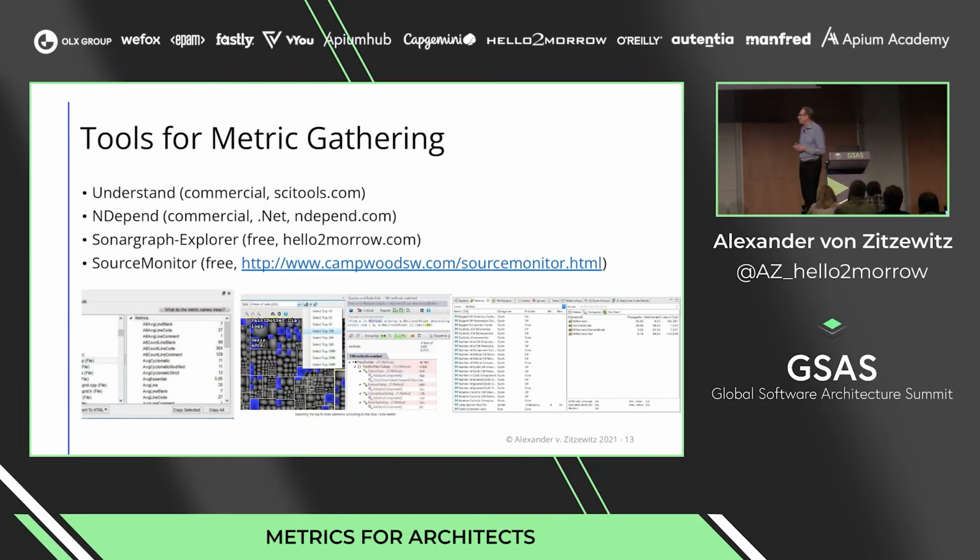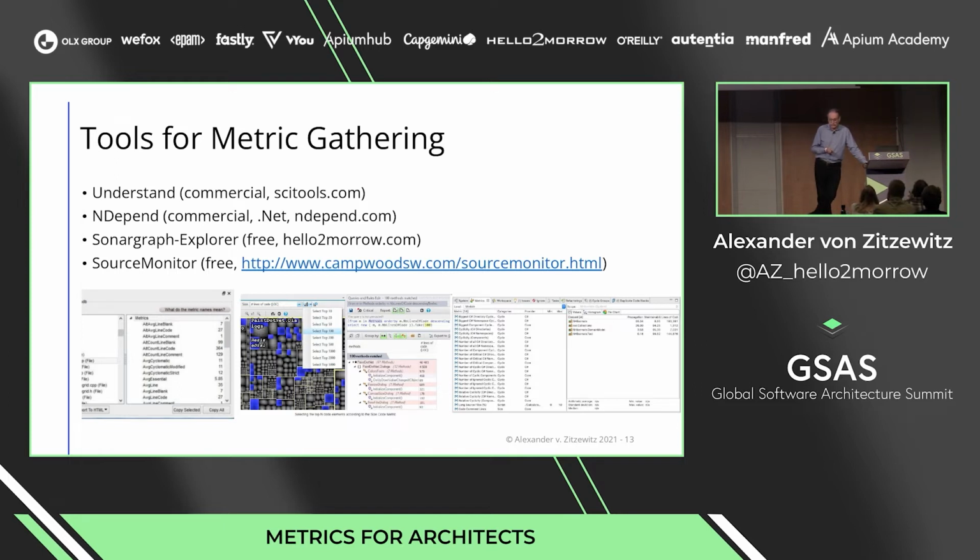So what tools can you use for metric gathering? That's a completely incomplete list, but there are commercial and non-commercial versions out there. Understand is a nice tool because it supports a lot of different languages. It's about $1,000 per seat, and it has a relatively limited set of metrics, but a bunch of useful metrics are in it. NDepend is something for .NET. Also commercial tools, about, I think, $300 per seat. And it also does some dependency visualization and some metrics for you.